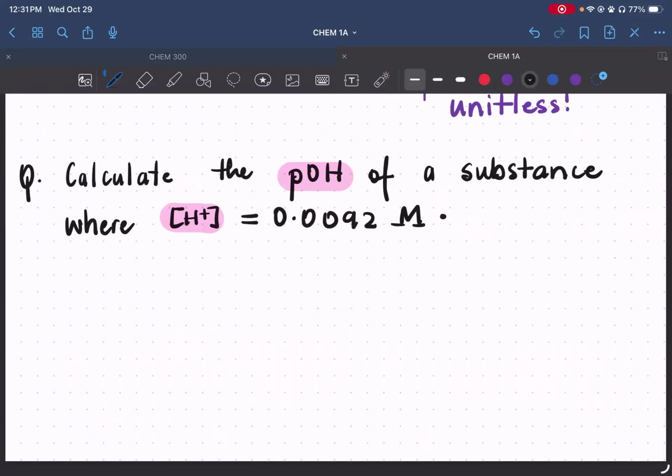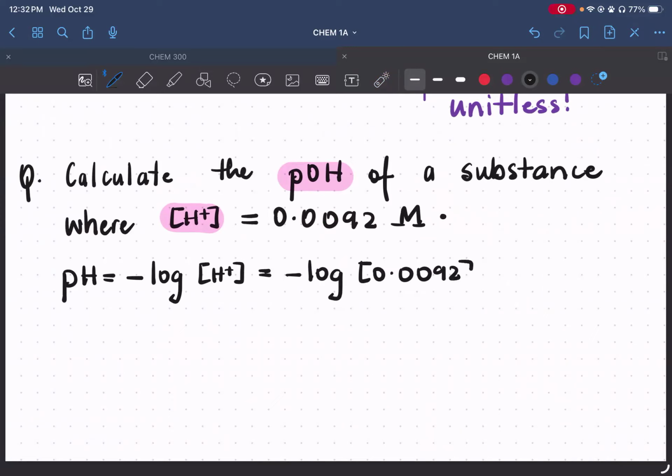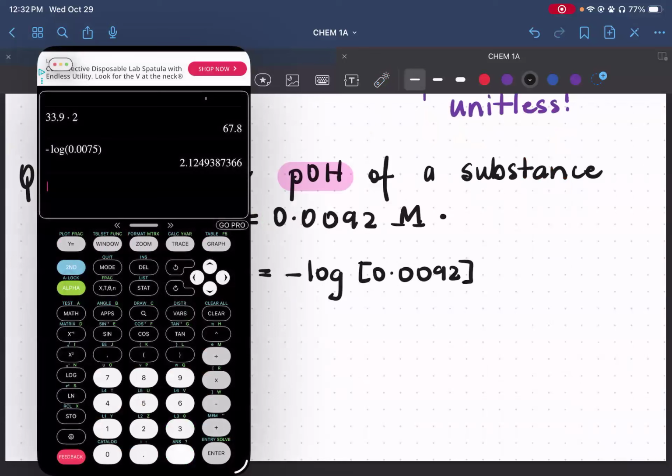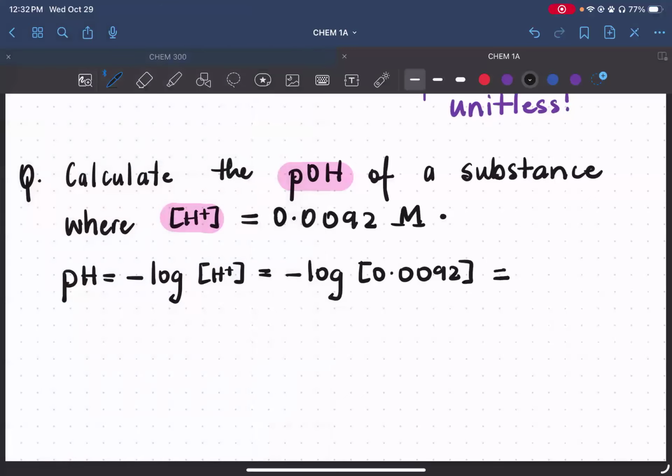First things first, we recognize that pH is equal to negative log of the H plus concentration. In this case, this is negative log of 0.0092. Putting this into our calculator, we get approximately 2.0. Remember, it's rounded to 1 decimal place. We're not done yet, though, because the question specifically asked for the pOH.